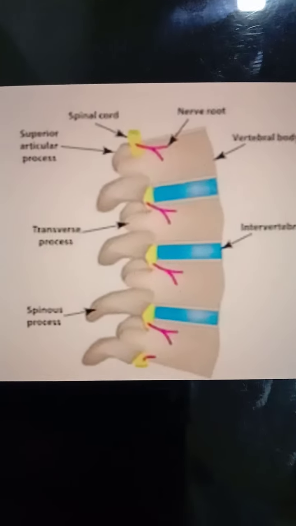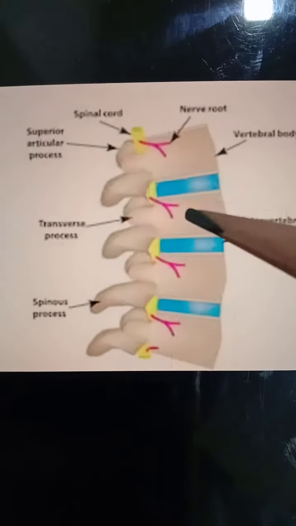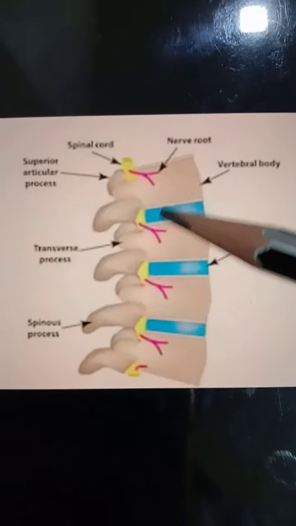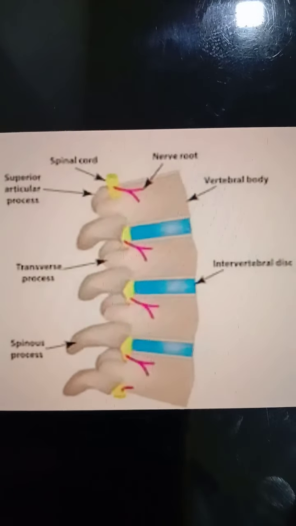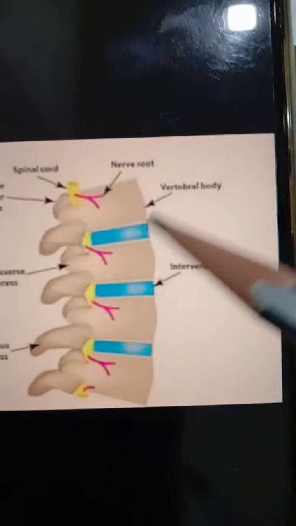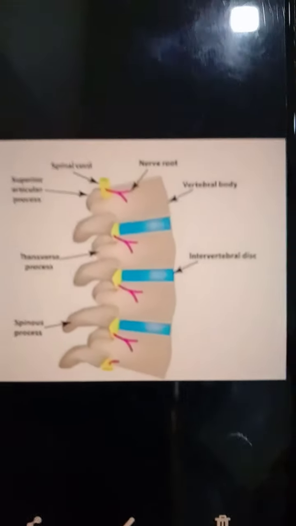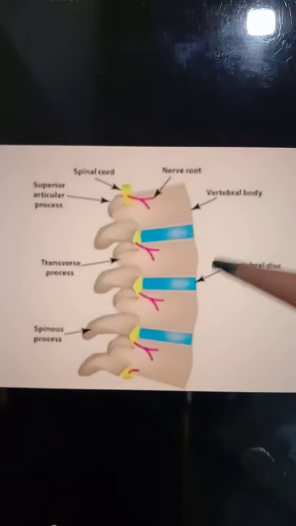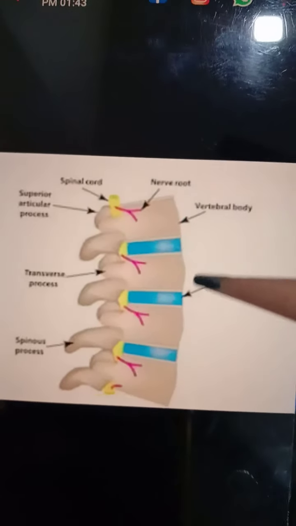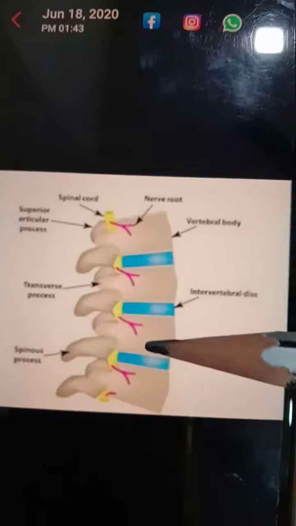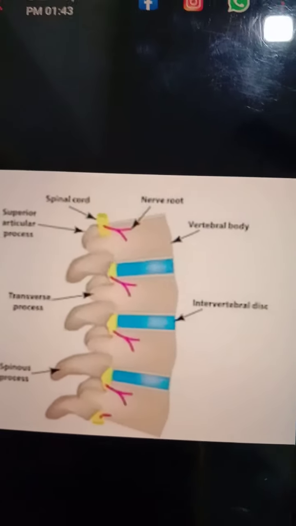So here you can see that is the intervertebral disc. The intervertebral disc should be present between two adjacent vertebrae, in this blue color here. The intervertebral discs are fibrocartilaginous discs which are located between the bodies of the adjacent vertebrae.